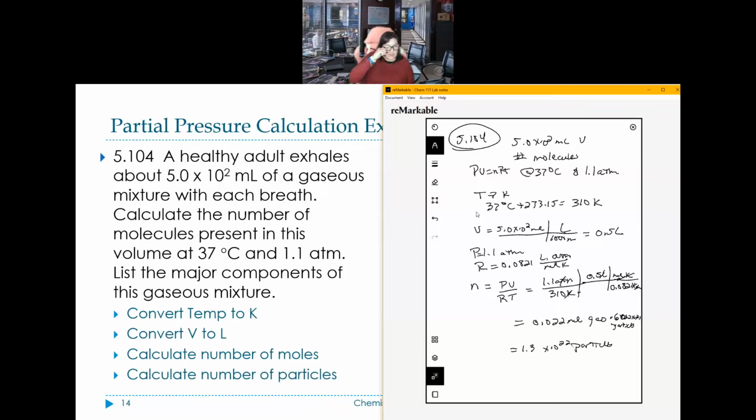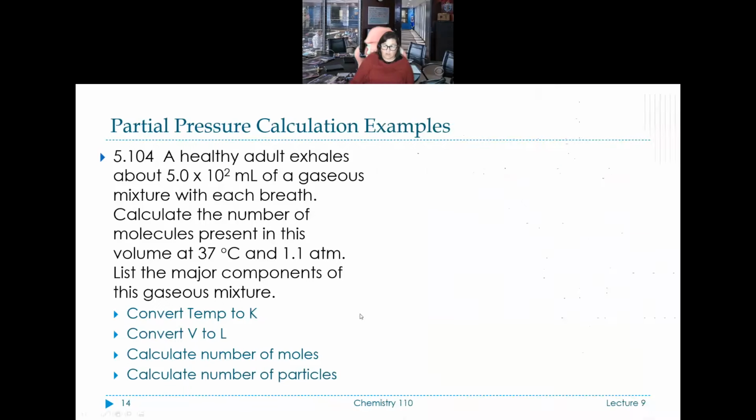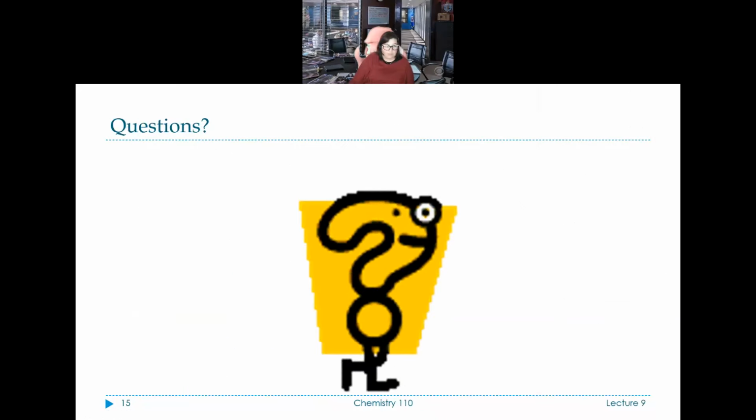Do I know exactly what it is? Not necessarily, but I'm guessing there's going to be CO2 in it. I'm guessing there's going to be H2O in it. I also know there's going to be some oxygen and some nitrogen. So those are the major components, right? Questions, comments, problems on that? Nope. Awesome. Let's keep going.